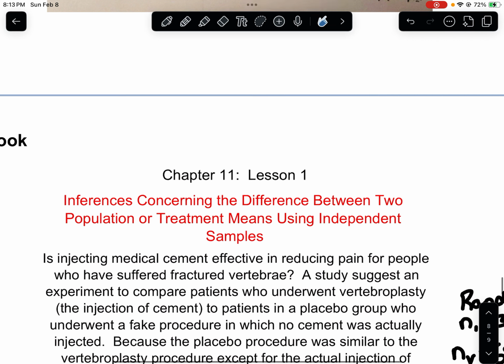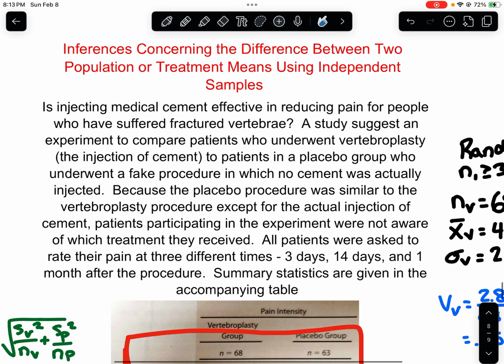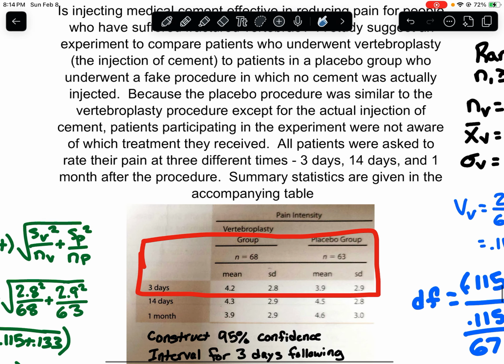Okay, so let's actually try throwing some numbers into this thing here, and hopefully it'll make a little bit more sense. We've got: is injecting medical cement effective in reducing pain for people who have suffered fractured vertebrae? A study suggests an experiment to compare patients who underwent vertebroplasty, the injection of the cement, to patients in a placebo group who underwent a fake procedure in which no cement was actually injected. Because the placebo procedure was similar to the vertebroplasty procedure, except for the actual injection of the cement, patients participating in the experiment were not aware of which treatment they received. All patients were asked to rate their pain at 3 different times: 3 days, 14 days, and 1 month after the procedure.